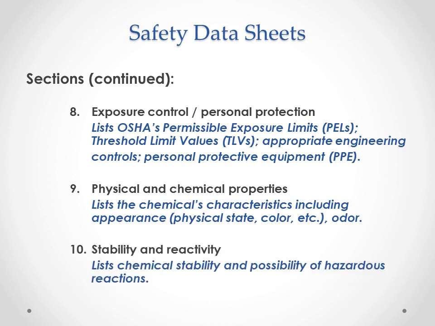Section 10 deals with stability and reactivity. This lists the chemical stability and the possibility of hazardous reactions. For example, ammonia and bleach, if you mix it together, you get mustard gas, something that can kill you, like what they used in World War I. So anyway, any reactivity issues will be listed under Section 10.